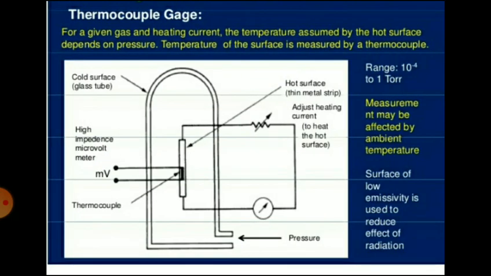So the advantage of the thermocouple gauges is that they are inexpensive. However, they are subject to burnout if exposed to atmospheric pressure when hot and cold currents are flowing. So this is regarding the thermocouple gauges.